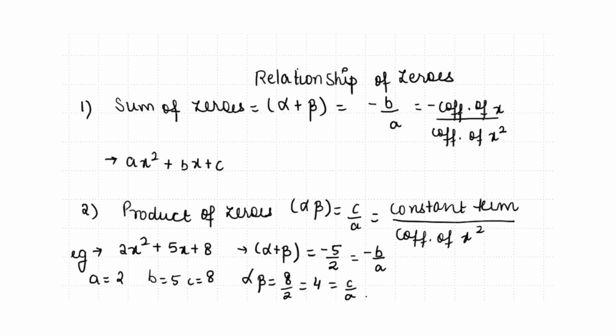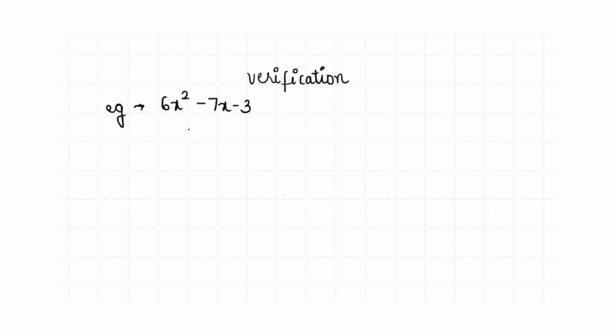Okay, now we have to talk about the verification. In this we can say that with the help of zeros, we can find the sum of the zeros as well as the product of the zeros. So let's see how we will find the zeros. To find the zeros, we have already seen in class 9 the method of middle term split. So let's see this.